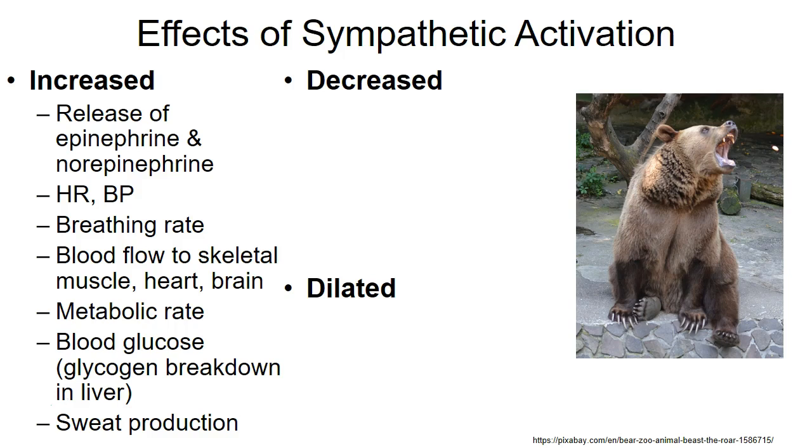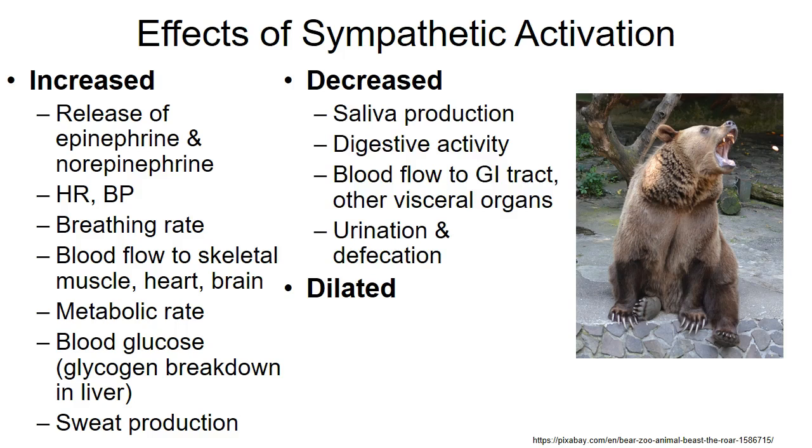Now, hopefully, what we're going to see decrease is a lot of what we saw increase with the parasympathetic nervous system, right? So what do we see increase with the parasympathetic nervous system? Resting and digesting. So diuresis, defecation, digestion, all of those should be suppressed, decreased, right? Okay, so saliva production, digestion activity, blood flow to the visceral organs should go down, and then urination and defecation, right?